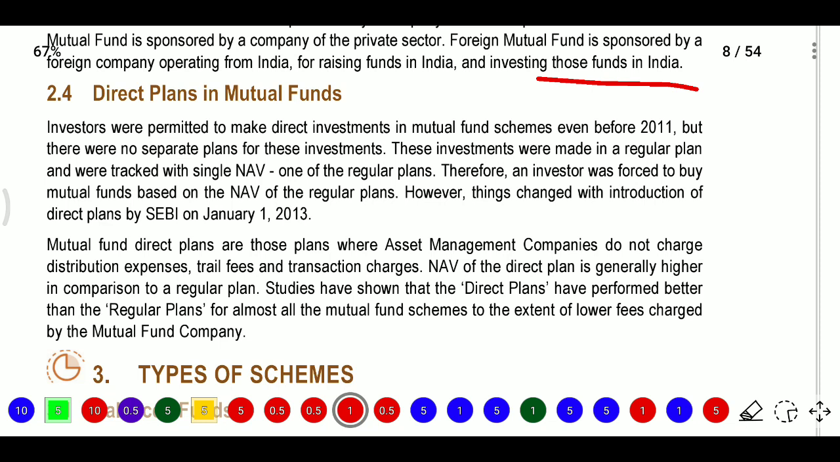So firstly, in direct plans, if the investor wants to invest, he can invest directly, whereas in regular plans, the NAV will come, meaning one person comes in the middle of the investment, so you need to go through this person. That is the regular plan. He will calculate one NAV, and based on the NAV they will give the units.